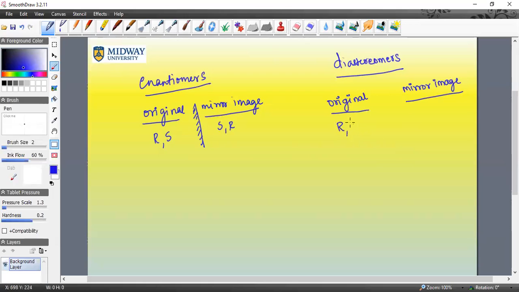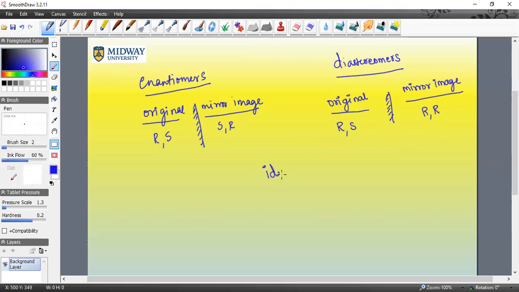Say you have R and S in the original, and you get R and R. This should have been S, this S becomes R, but this R should have become an S, but it didn't. So that's why this is a diastereomer.